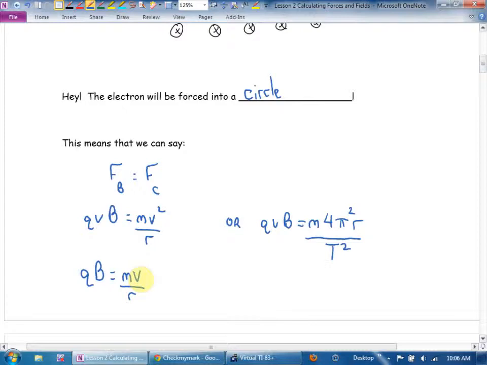Momentum. You could actually, Justin, if you really wanted to, rewrite this as QB equals the momentum divided by the radius. Or if you wanted to get the momentum by itself, multiplied by R. There's all sorts of different little things that pop out of here. Very nice.